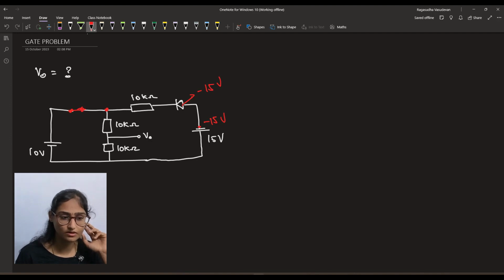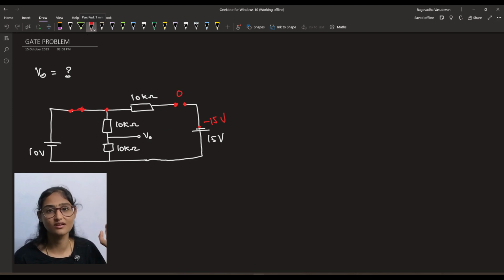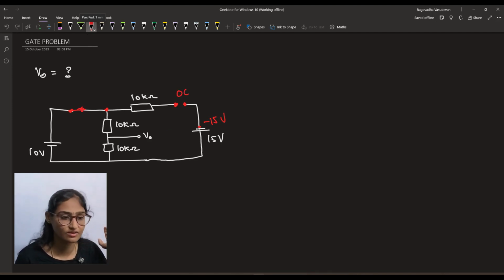Okay, so what about this diode? You are going to supply minus 15 volt and this is never going to be less than that. So this diode will be off. Off means open circuit. You can just remove that diode, that is called off. So this will be open circuited. There will be no conduction happening because of this 15 volt.